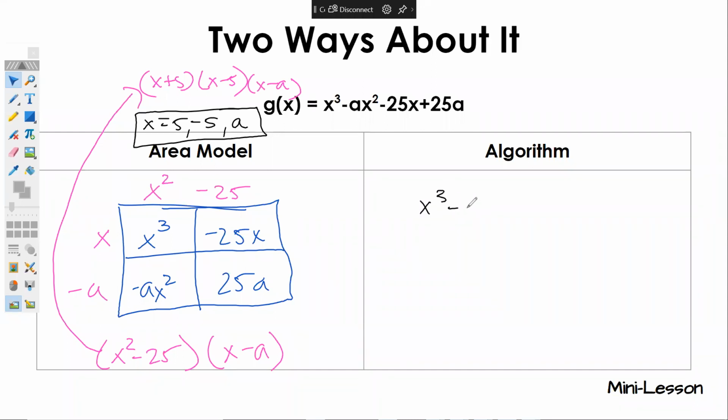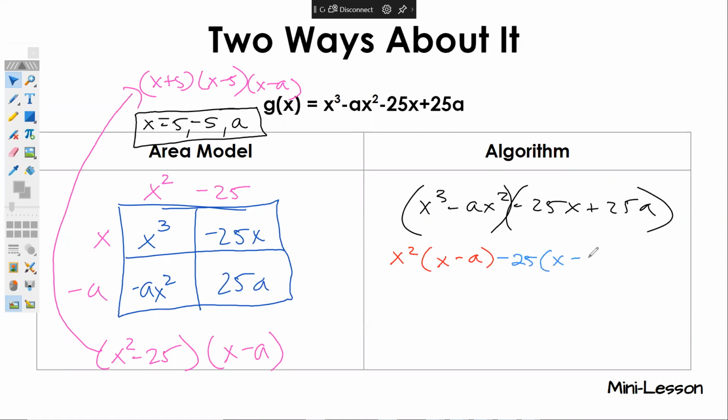So we've got x to the third minus ax squared minus 25x plus 25a. We're going to put parentheses around the first two things and the last two things. From the first group, we're going to take out an x squared. When we divide this all by x squared, we're going to get x minus a. Over here, we're going to do the same thing. We're going to take out the greatest common factor, which is going to be negative 25. And we're left with x minus a. Since these repeat, we're going to cancel this guy out, and we're left with x squared minus 25 times x minus a. If these didn't repeat, then this can't be factored by grouping. So if you don't get the exact same thing here and here, then they can't be factored by grouping.